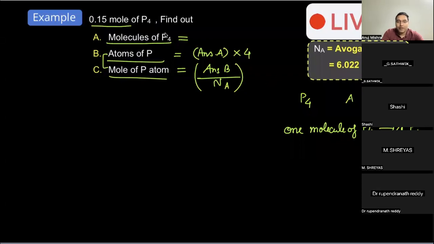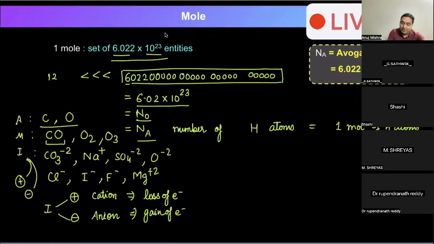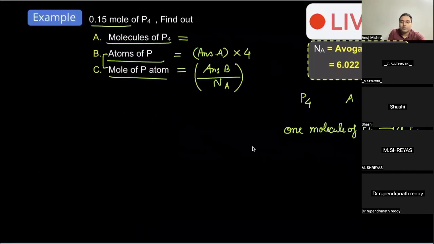Think about it. You have 0.15 moles of P4. Can I say moles means Na? Moles means how many things? A mole is nothing but Na number of things, or N naught number of things. If you know that, what shall be the answer for this question? I'm waiting in the chat box. Can we say 0.15 Na? Yes or no? Simple or not?